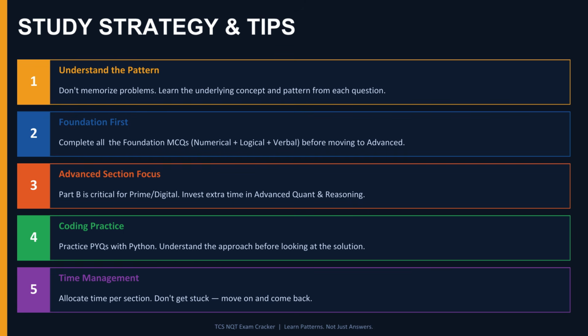Step 3. Advanced section focus. Part B is critical for prime and digital roles. Once your foundation is solid, dedicate extra time to advanced quant and reasoning. These are what get you the better role. Step 4. Coding practice. Pick up the previous year questions. Read the problem. Try your approach. Then look at the solution. Do this every day. Even 30 minutes is enough to build momentum.